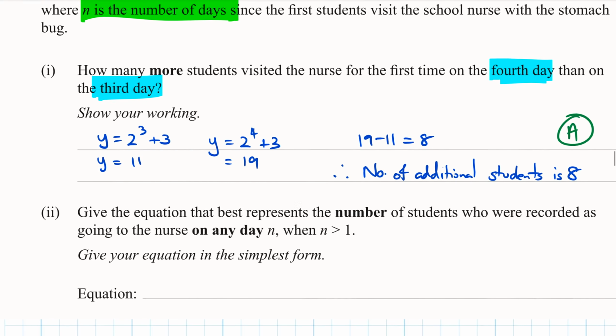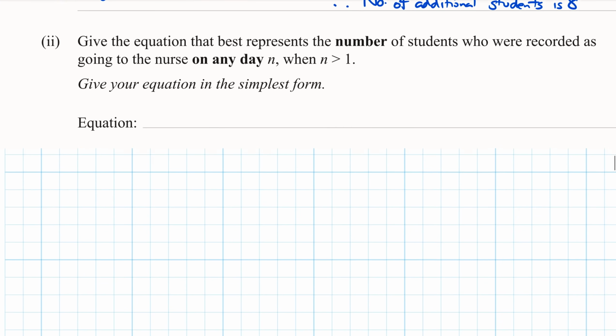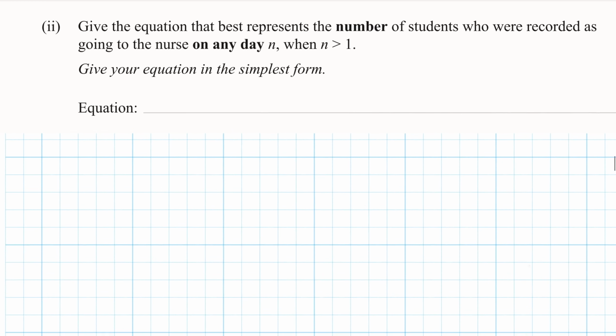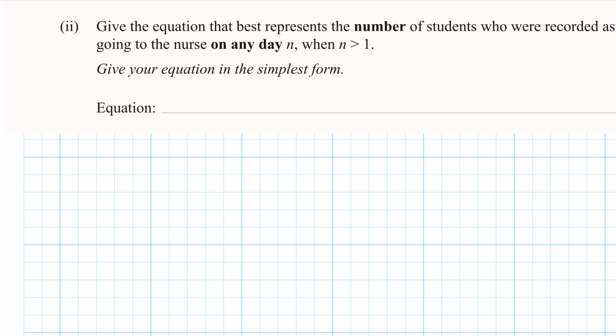Okay, second part of the question. It says, give the equation that represents the number of students who are recorded as going to the nurse on any day when n is greater than 1. So let's have a look how to do this. So guys, the clue for this is in the previous question, all right? Because on the previous question, we had a look at the number of additional students that came on the 4th day as actually 8. So what I'm going to do is create a little table here just so that we can see if we can make sense of this, all right?